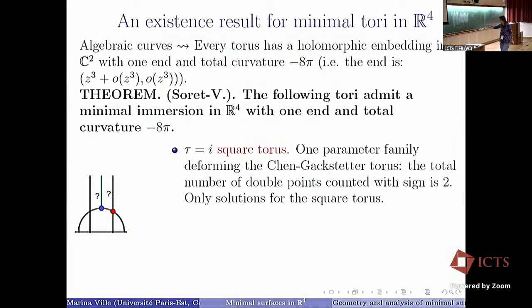Speaking of implicit functions, there are two people, Xia and Ma, who looked at this problem in R^{3,1}, and they did an implicit function approach around the Scherk-Stetter, and they got implicit tori in a little neighborhood of the square torus in R^{3,1}.